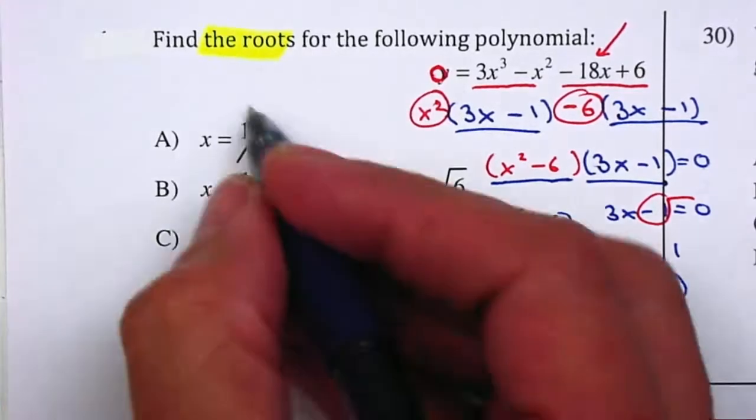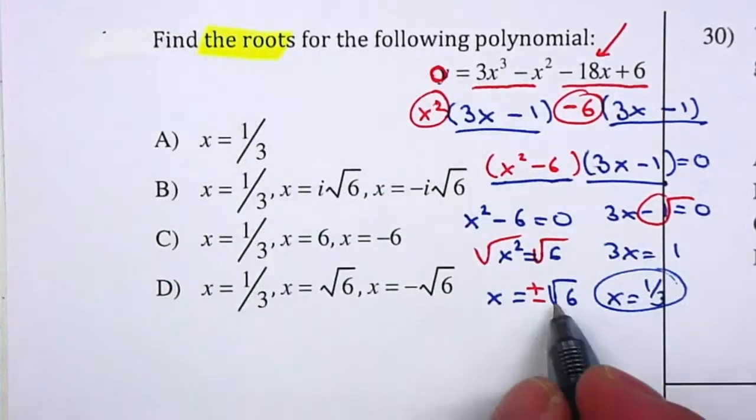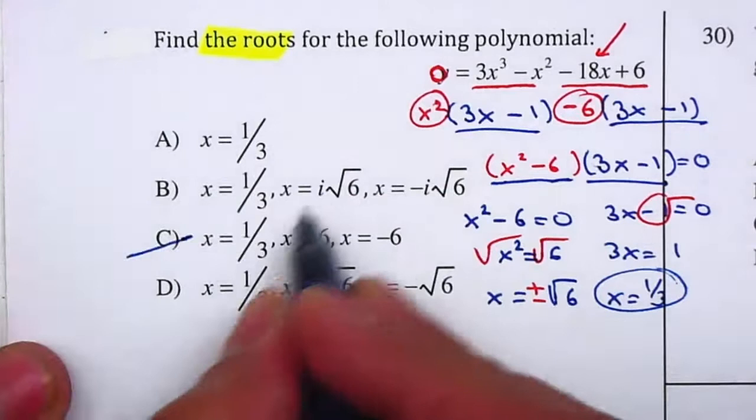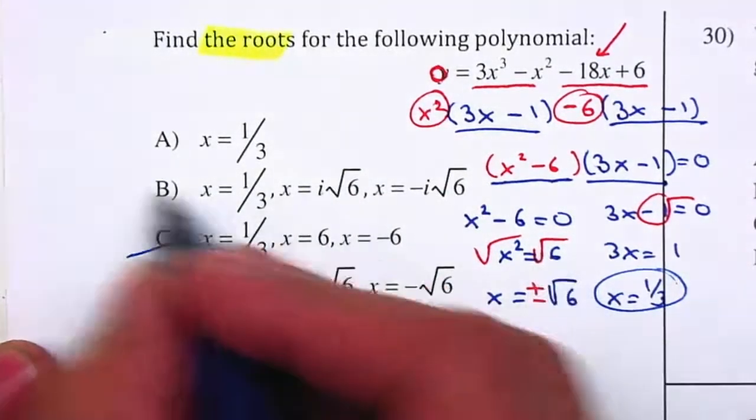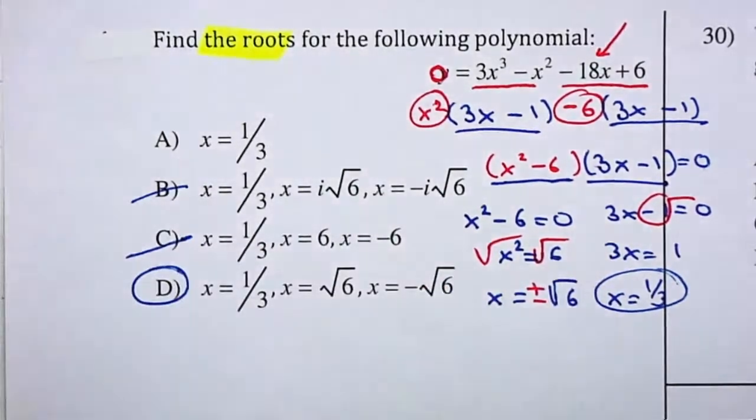So x equals 1/3. So they're all correct so far. Square root of 6, so I know it's not C. And that one has a 9 and this one doesn't. Remember, this is 9 negative, so we don't need a 9. So therefore your answer is letter D.